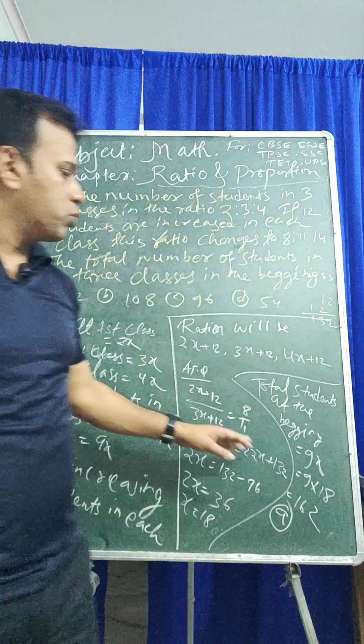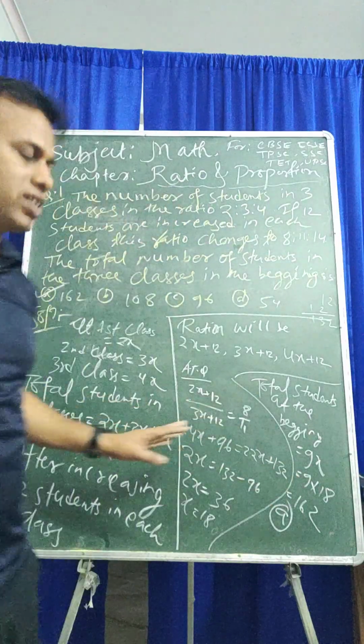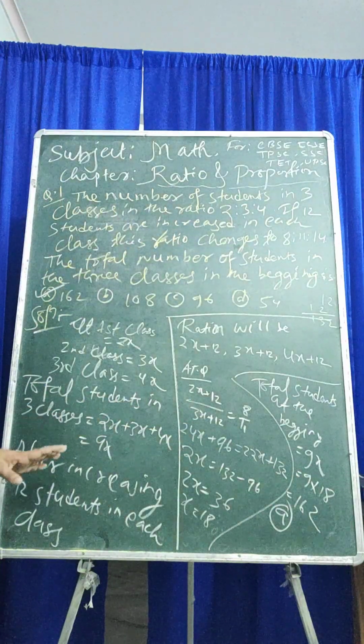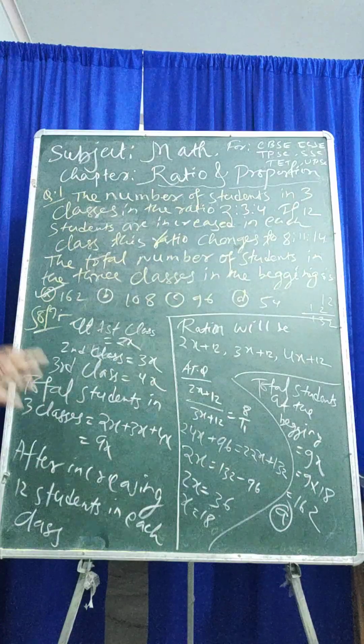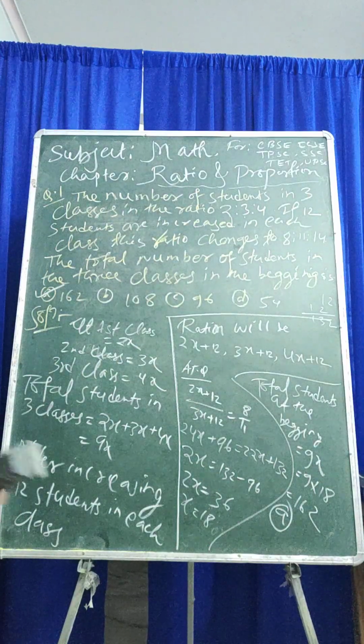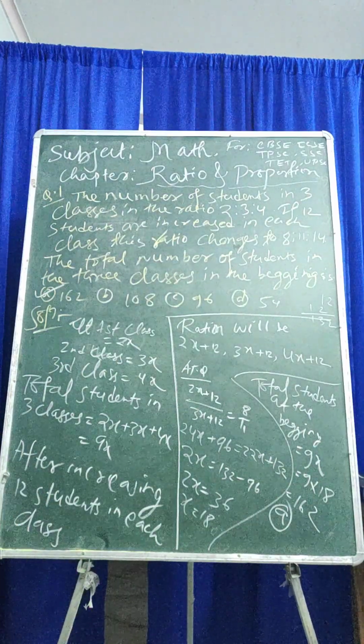Now the total number of students at the beginning is 9x, that is 9 into 18, equal to 162. So which option is correct? Option A is the correct answer here. So now let's move on to the next question.